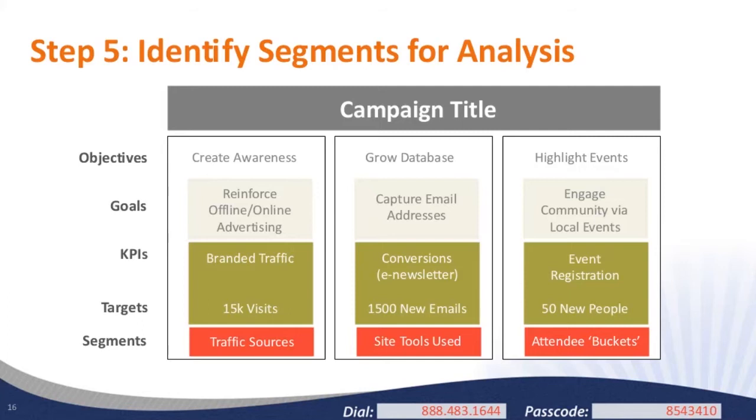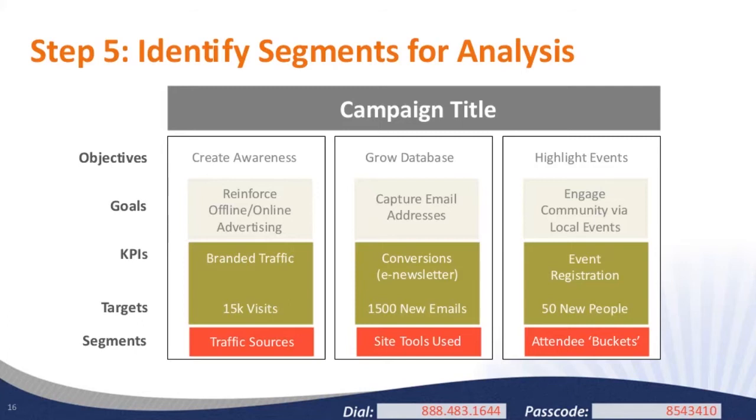So identify the sources of traffic or the types of people desirable, their attitudes or their attributes, their behavior, the things that they care about most, and what they are coming to the site to accomplish. These are the things that you want to look for. Going back to our example of growing your database of people, that's one of the reasons why you're creating this ad campaign. Your segment would be the site tools that are particularly used for measuring this.